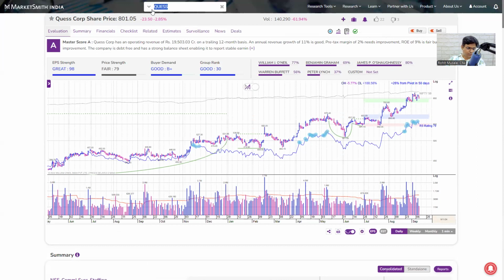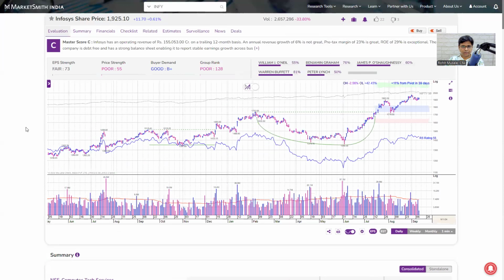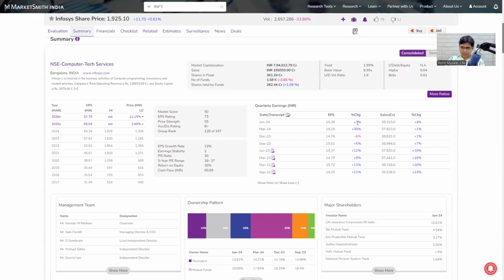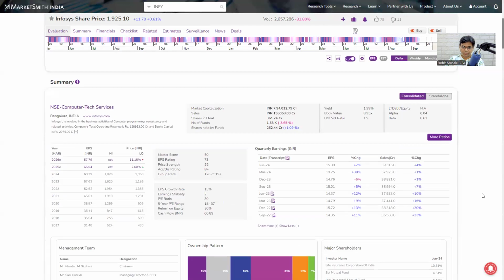You put any company here, let's say, for example, Infosys. So if I click Infosys, it is going to give me all the information that I need. See, group rank is poor, price strength is poor. So the company, although it's a high quality company, high class business, maybe its earnings are struggling. Recent quarter, see, quarterly earnings are down. Sales have been poor in the last 4 quarters. Price strength is not there. The industry rank has gone down. Buyer demand is there because it's a large cap company. Okay. So a lot of information available here.